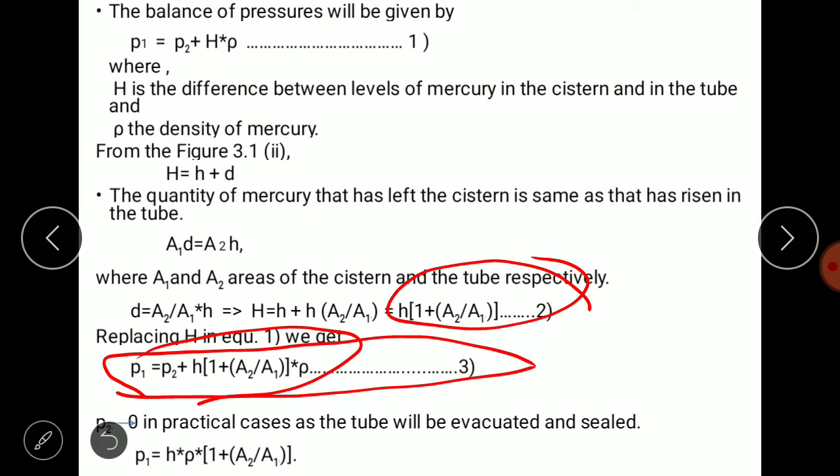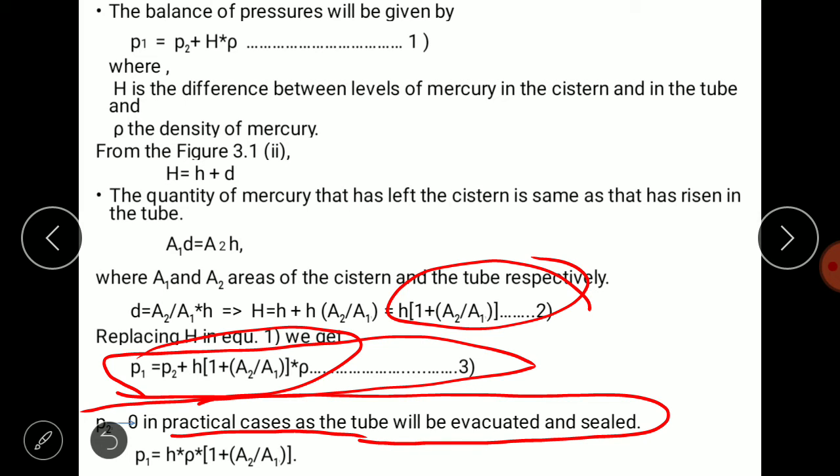Now the second case. p2 is generally taken as 0 in practical cases, as the tube will be evacuated and sealed. So we will generally consider this value as 0. So the final equation is nothing but this. This equation is used for finding out the pressure in the liquid. How it will be used, we will see.